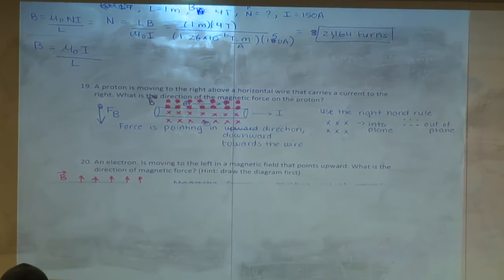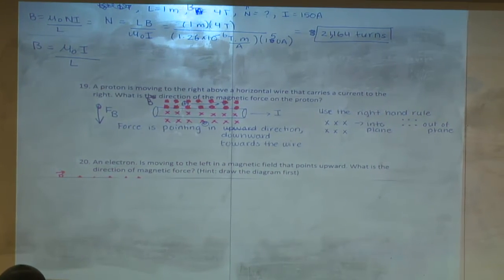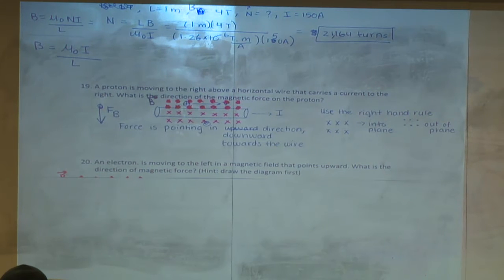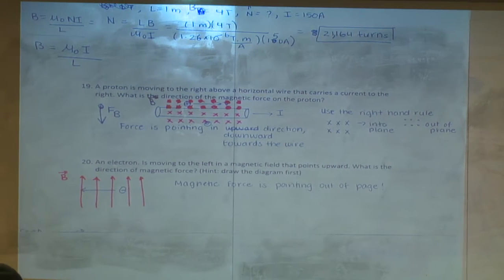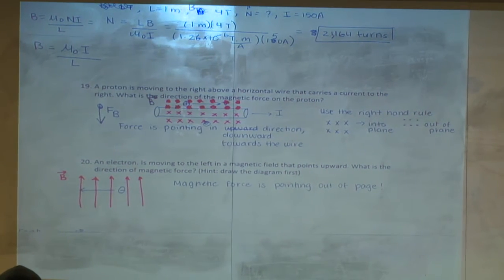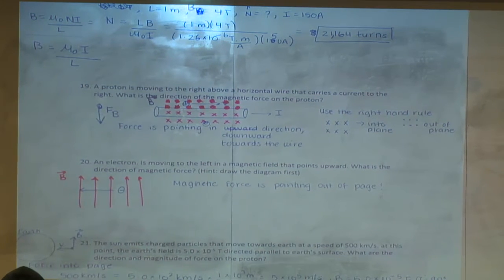Oh, there's already another one. Okay, so I have another problem right here, and it talks about an electron. For the sake of time, we're not going to go over that. But the answer for that one is the magnetic force is going to be pointing out of the page. Okay, let's go to the next one.